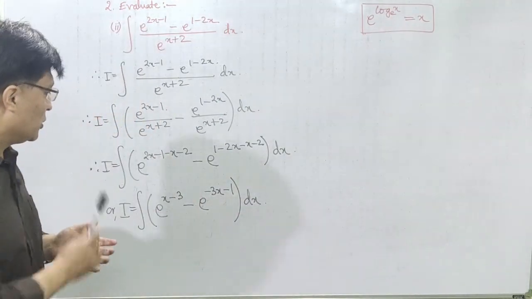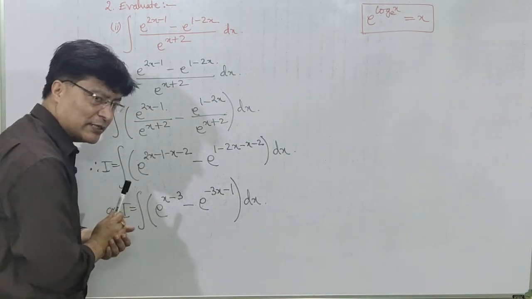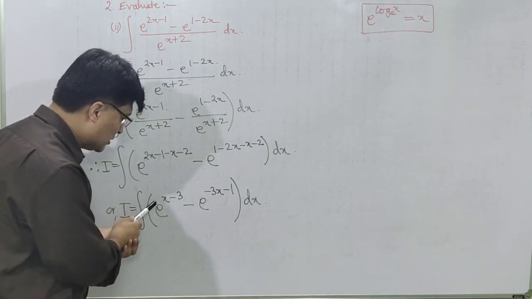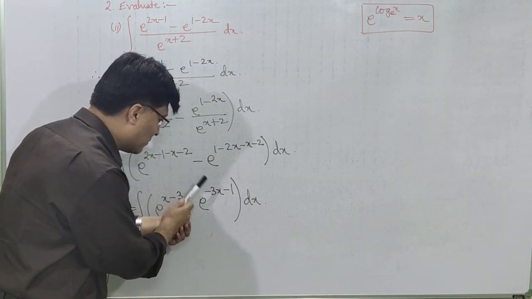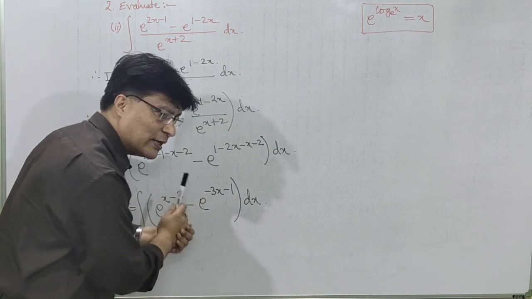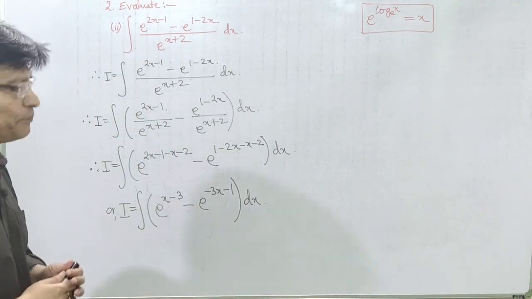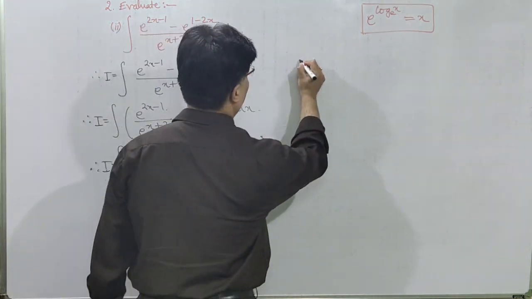So now you can separate the terms here also. e to the power x minus 3 can be separated, that is e to the power x into e to the power minus 3. Again, e to the power minus 3x minus 1 can be separated, that is e to the power minus 3x into e to the power minus 1. So I think you have understood it. So let us write it here.